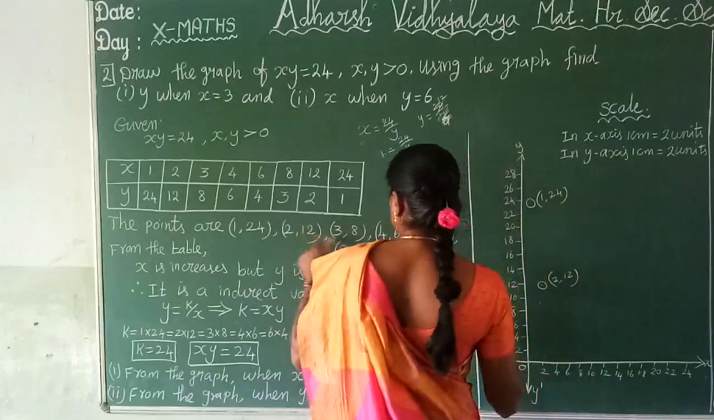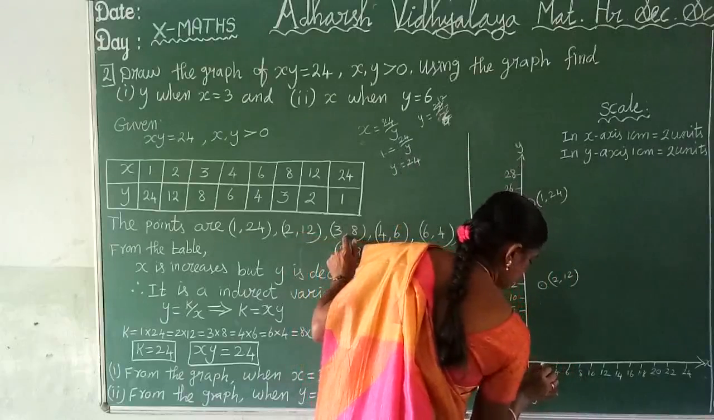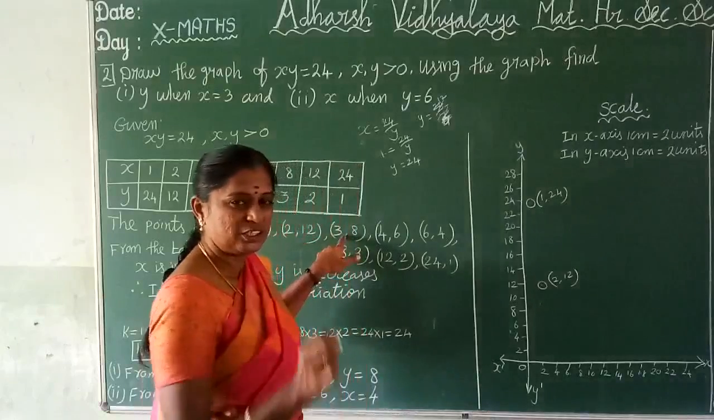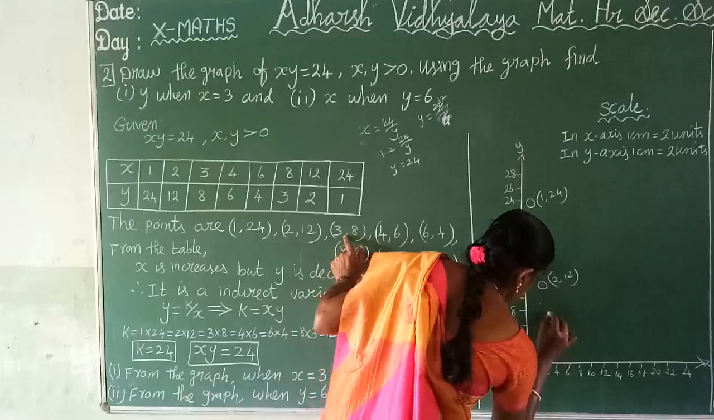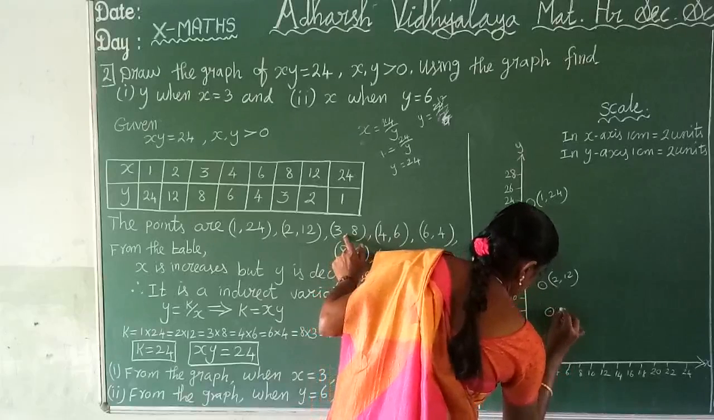Next 3, 8. 3 means in between 2 to 4, that small line is 3. So 3 to 8.